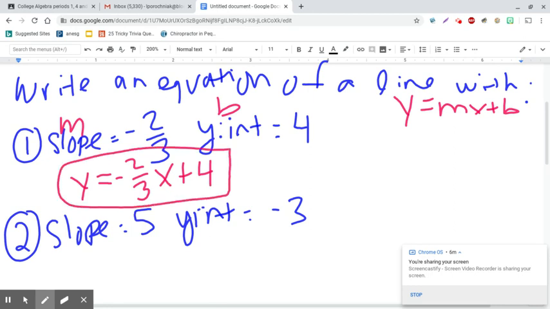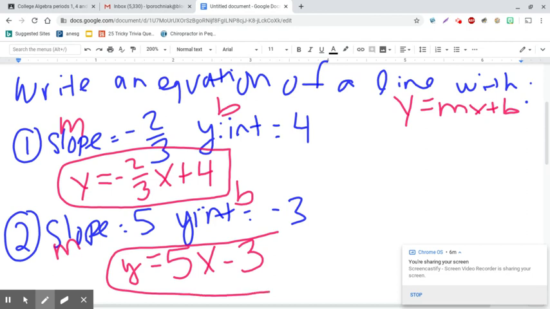All I did was take a slope and a y-intercept and make an equation of a line. Perfect. Number 2, y is going to equal, my slope is 5, so it's going to be 5x. And my b is negative 3, so instead of plus 3, it's going to be minus 3. Done. Guys, that is it. It's really all you have to worry about.